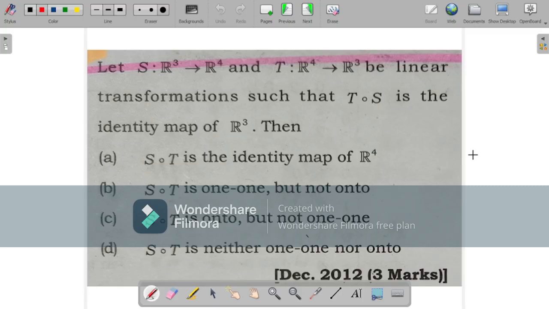The first problem is: let S be a linear transformation from R cube to R4 and T be a linear transformation from R4 to R cube such that T composition S is the identity map of R cube. Then the first option is S composition T is the identity map of R4. S composition T is 1-1 but not onto. S composition T is onto but not 1-1. S composition T is neither 1-1 nor onto.